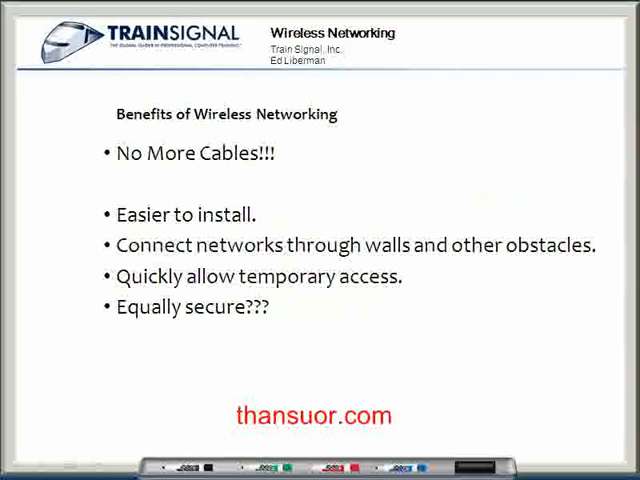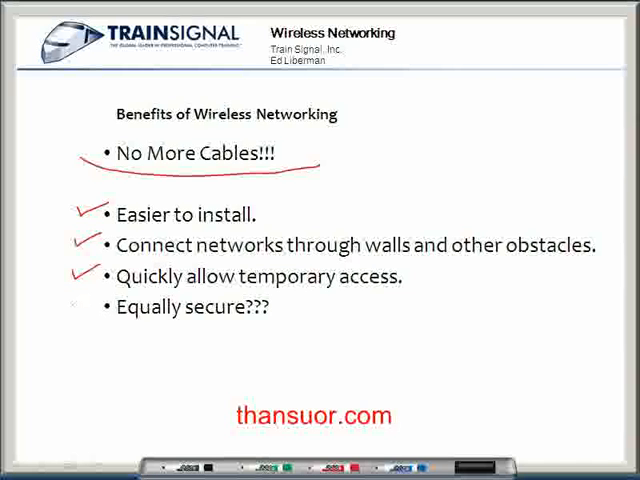So first of all, what are some of the benefits of wireless networking? Well, you'll see the first thing I have here, no more cables. Woohoo! Is that a good thing or a bad thing? Well, in general, it's a good thing, right? Because you don't have the actual cables themselves, which means it's going to end up being easier to install. It also allows you to connect your networks through walls and other obstacles that maybe you can't get cables through. It allows you to quickly give temporary access to users who may be visiting your location.